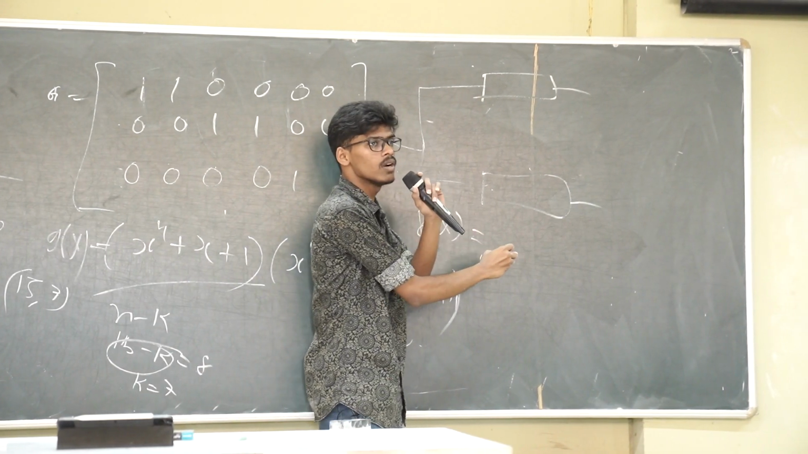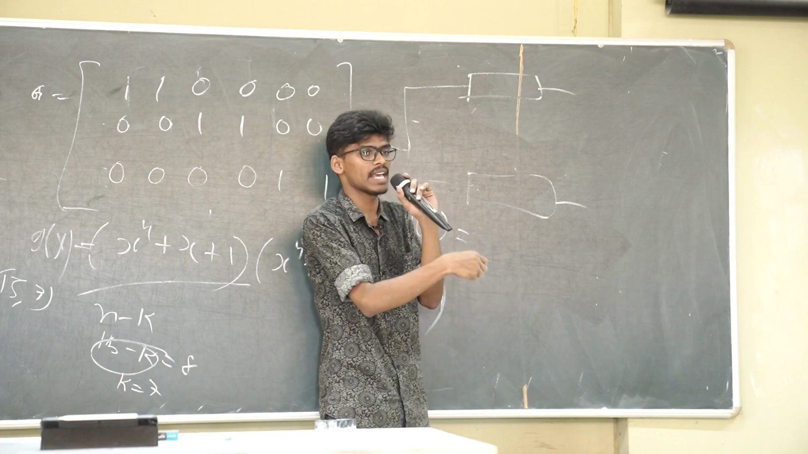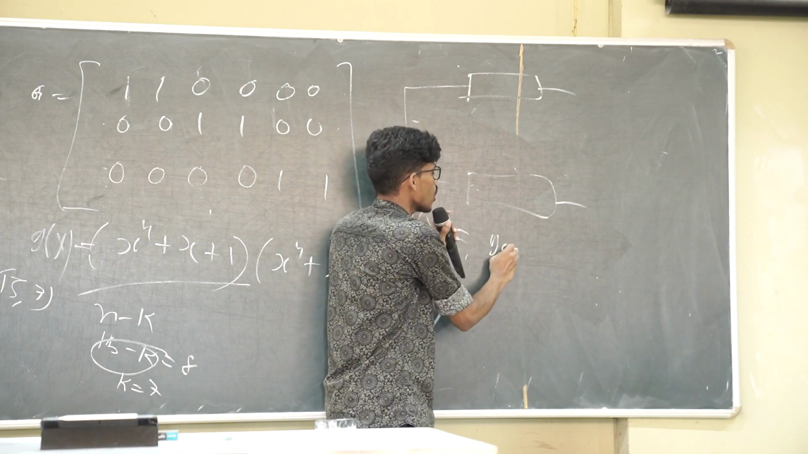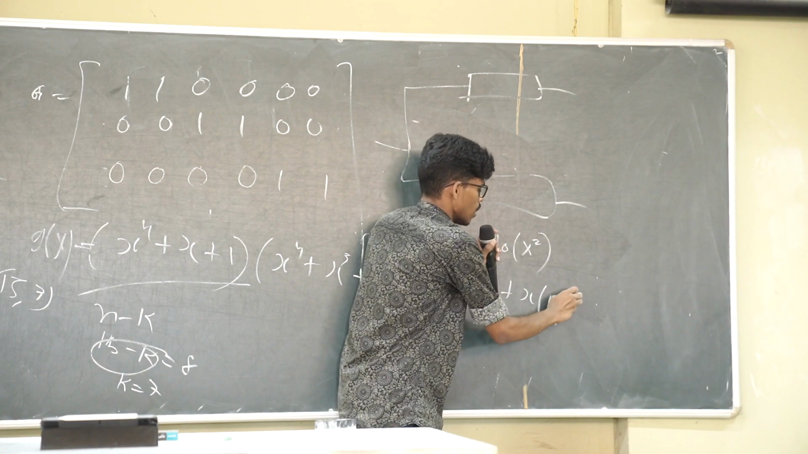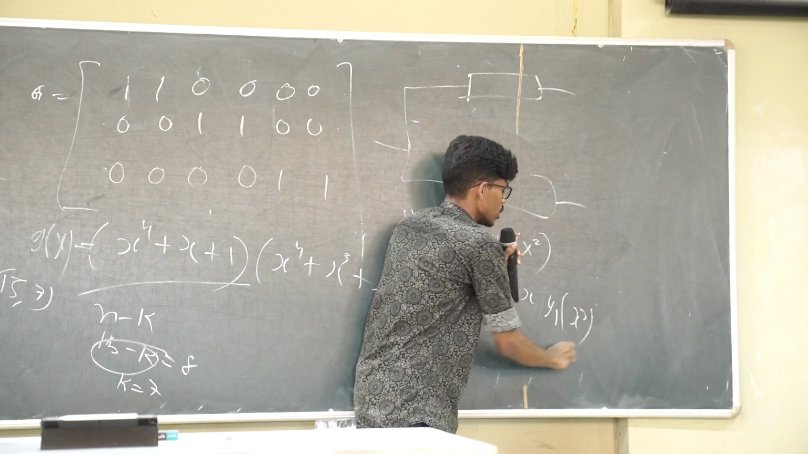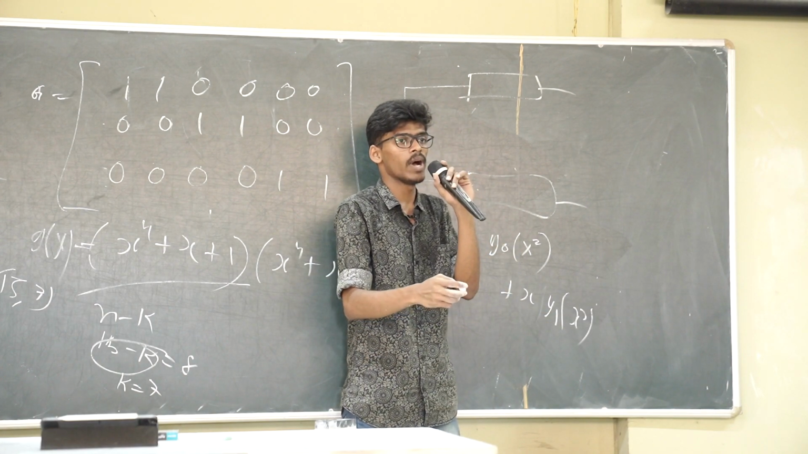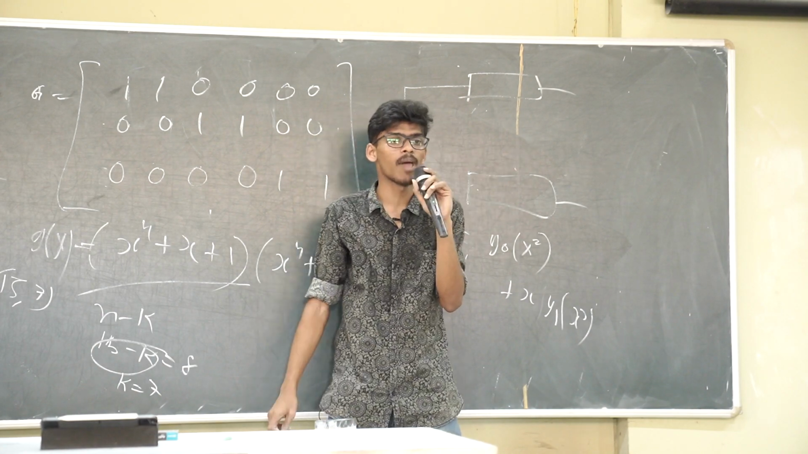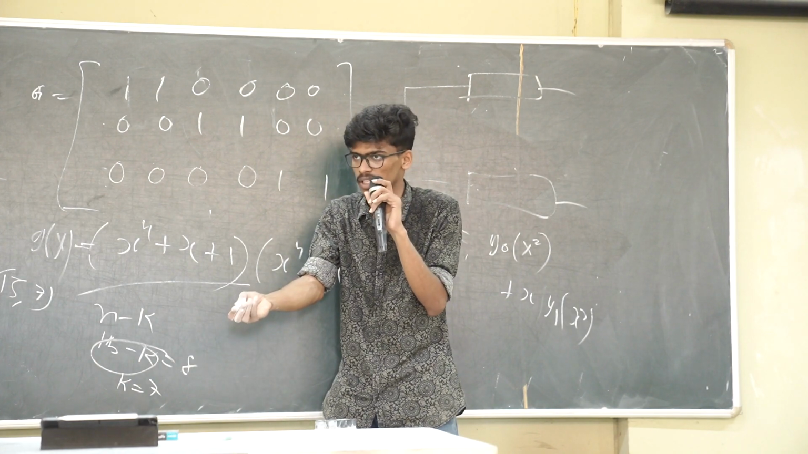Y of x is equal to, in terms of y0 of x and y1 of x. How many outputs are there? 2 outputs. So y0 of x squared plus x times y1 of x squared. If you know these 2 outputs by impulse response, the message bit y0 of x is what? M of x into g0 of x. You can find g0 of x very easily.